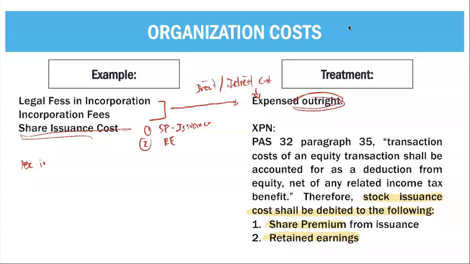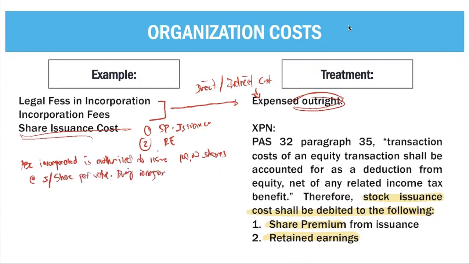ABC Incorporated is authorized to issue 100,000 shares at 5 per share par value. During incorporation, the following transpired.